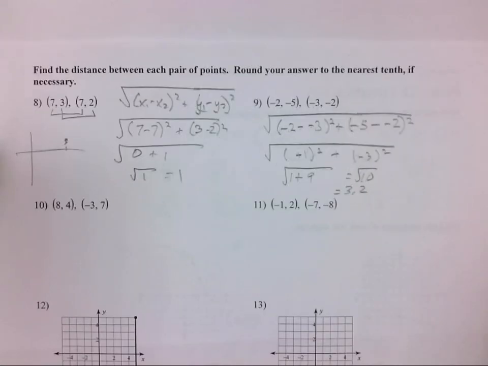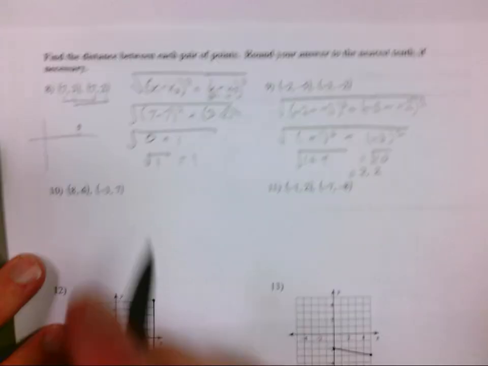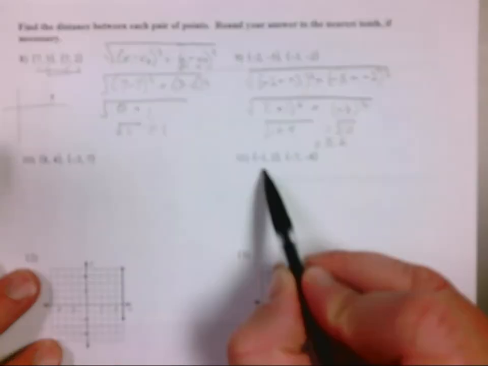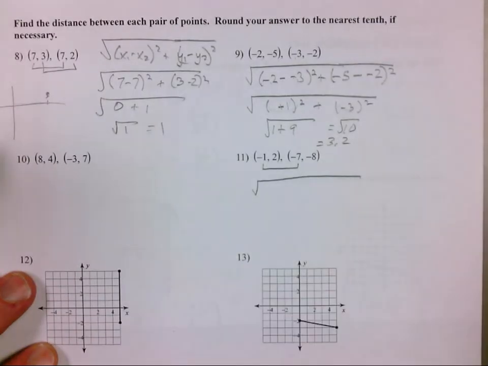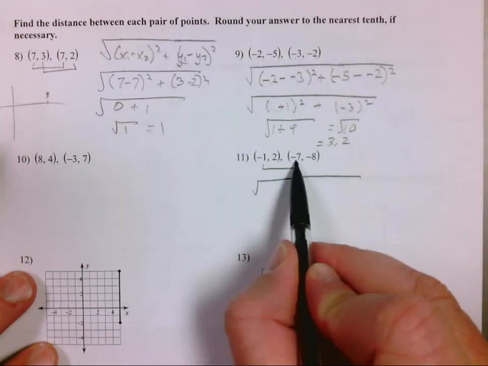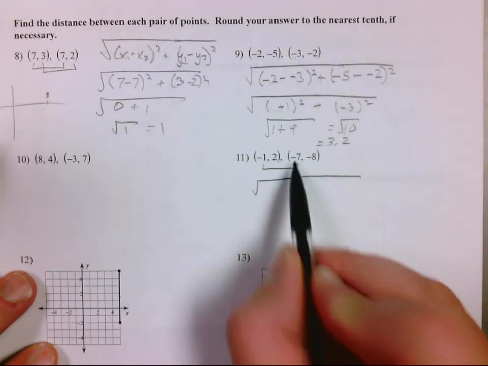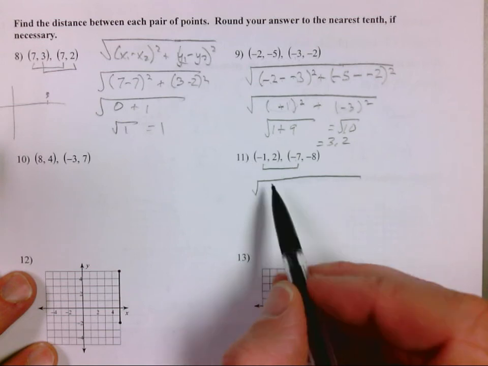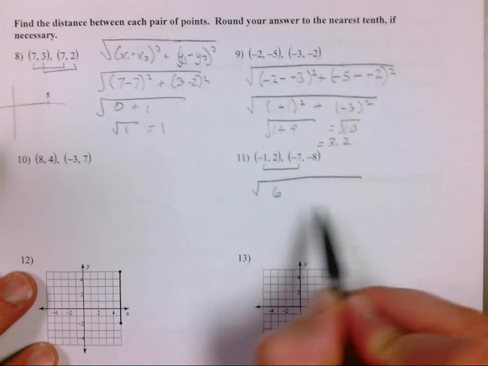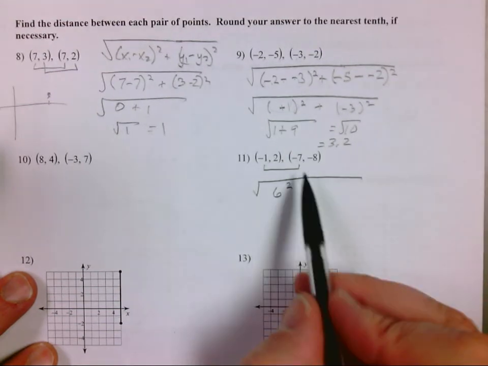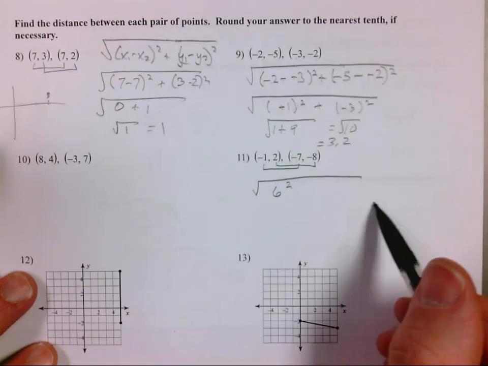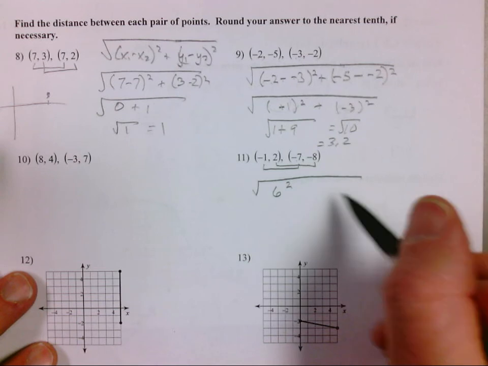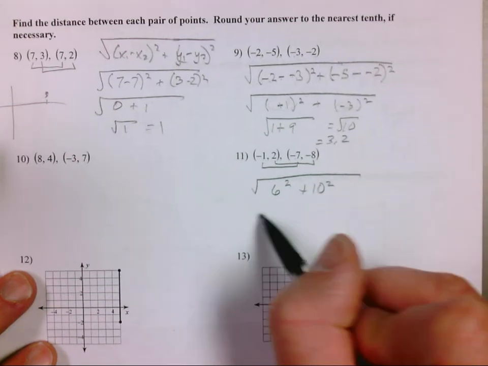If you want a little bit of a shortcut, don't tell your teachers you learned a shortcut. From negative 1 to negative 7, that's a distance of 6 if you think about a number line. So that's 6 squared. From 2 to negative 8 is a distance of 10, because you have to go from 2 to 0 and 0 to negative 8. That's a distance of 10. That's the shortcut method, and it comes from the fact that we're really just looking at a picture.